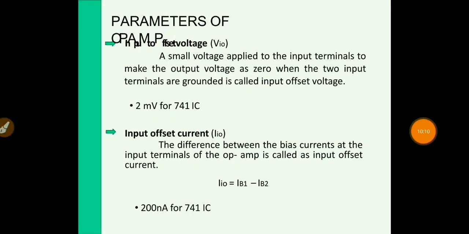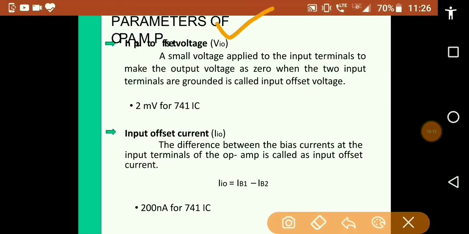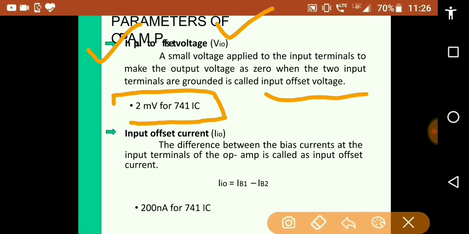Now let us see the parameters of an operational amplifier. The first parameter is offset voltage. So what is offset voltage? A small voltage applied to the input terminal to make the output voltage 0 when the two input terminals are grounded is called the input offset voltage, and it is 2 millivolt for IC 741.